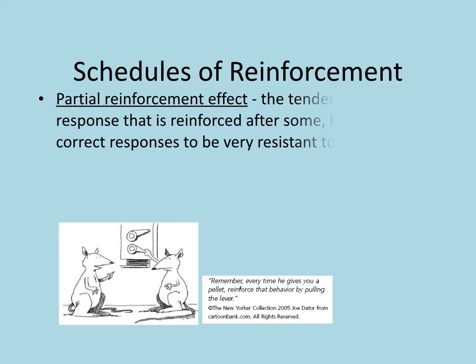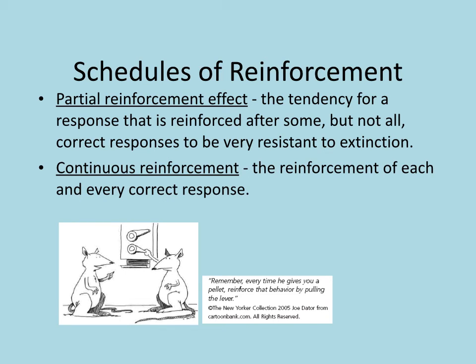Now, when we talk about reinforcement, we're dealing with schedules, and this is one of the harder parts of learning. Schedules of reinforcement: there's partial reinforcement, which means a tendency of the response to be reinforced after some, but not all. So sometimes you get a treat, sometimes you don't. Continuous reinforcement means every time you get a correct response, you get a treat. An example of partial reinforcement would be every seventh time maybe you get one. Continuous reinforcement is every time you get a question right, you get a treat.